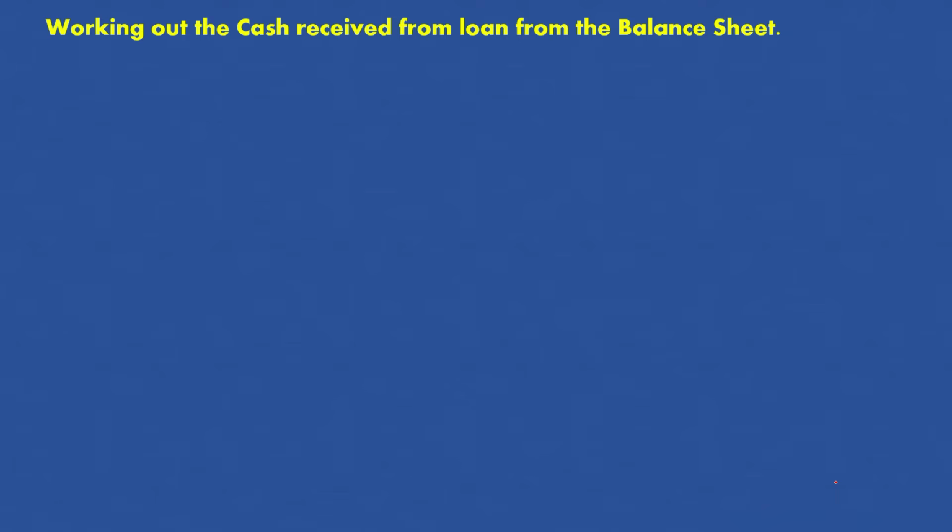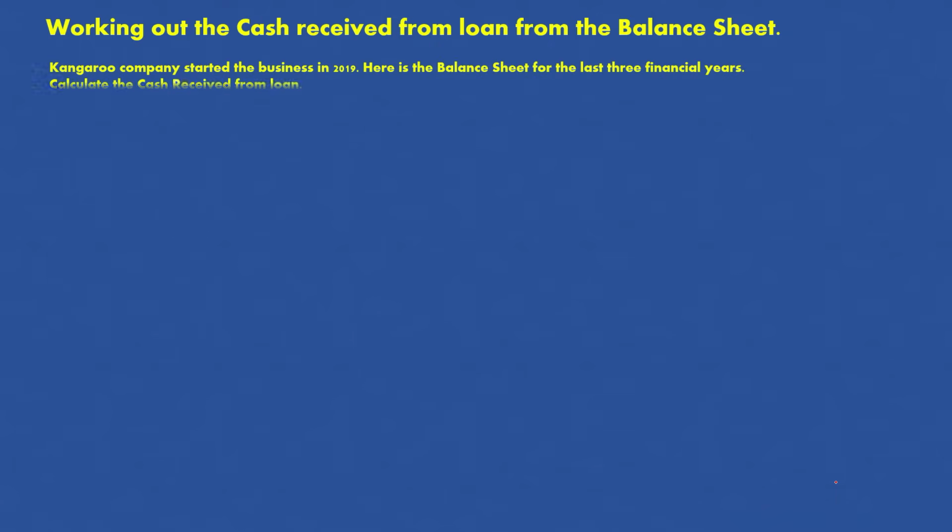We will be taking more examples, but let us begin with the loan. So we are working out cash received from loan from the balance sheet. In this example, Kangaroo Company started the business in 2019, so there should not be any opening value for 2019. I mean, the values should be 0. And we are being given the balance sheet for the last 3 financial years, and we are supposed to calculate the cash received from loan.